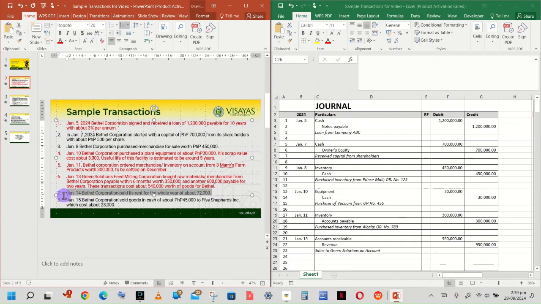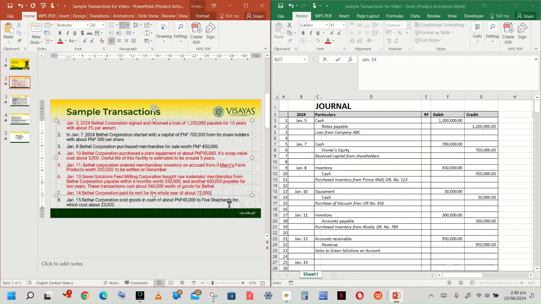Next is January 14, Bethel Corporation paid its rent for the whole year of about 72,000 pesos. So what happens? So for the whole year. Hindi pa naman tapos, January pa lang pero binayaran niya na. So since advance to, babalikan natin yan mamaya kasi sa December, ma-accumulate yan, diba? So, we'll have to come back to that.